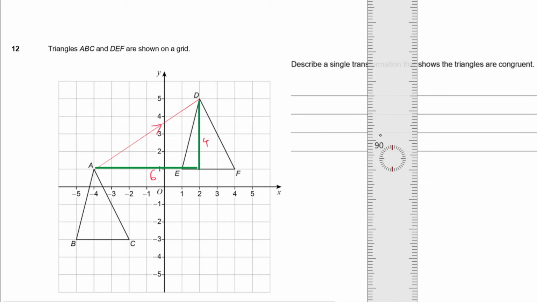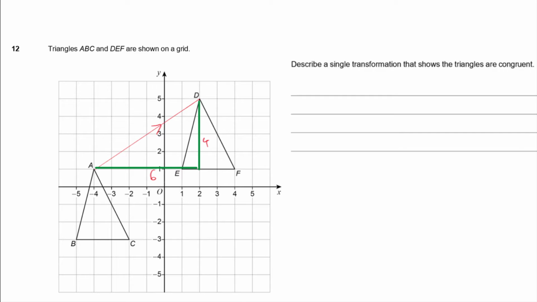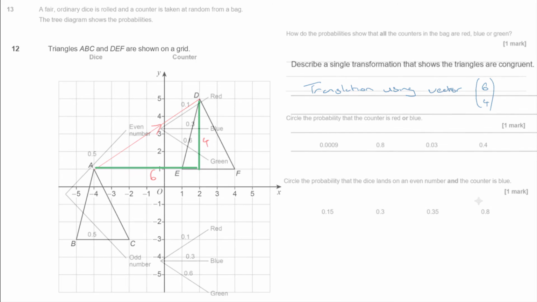So as a translation vector, it would be a translation using vector, distance in the direction of x, which is 6, distance in the direction of y, which is 4. So translation using vector 6 over 4, like that. Okay, that's my answer.